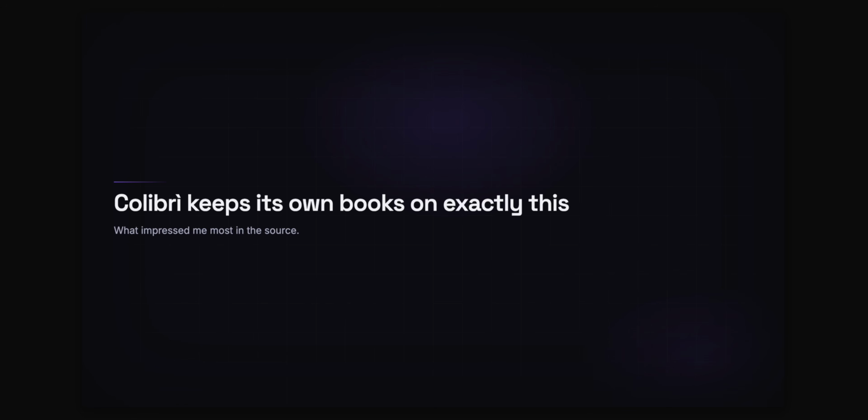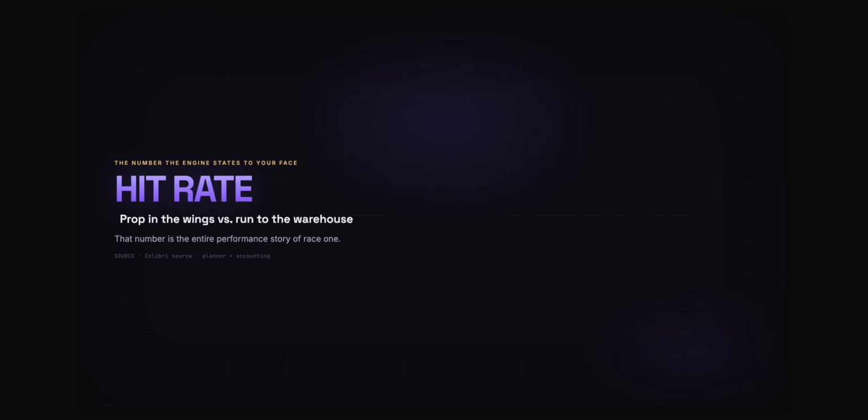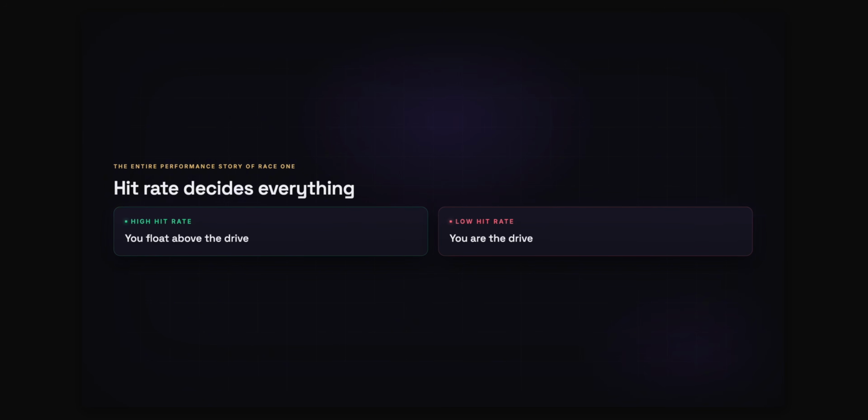And here's what impressed me most in Colibri's source. It keeps its own books on exactly this. The code is full of planning and budgeting machinery. It works out, before loading anything, what fits permanently in your memory and what has to be fetched, and it tracks and reports its own hit rate: how often the prop was already in the wings versus how often someone had to run to the warehouse. That number, which the engine states to your face, is the entire performance story of race 1.